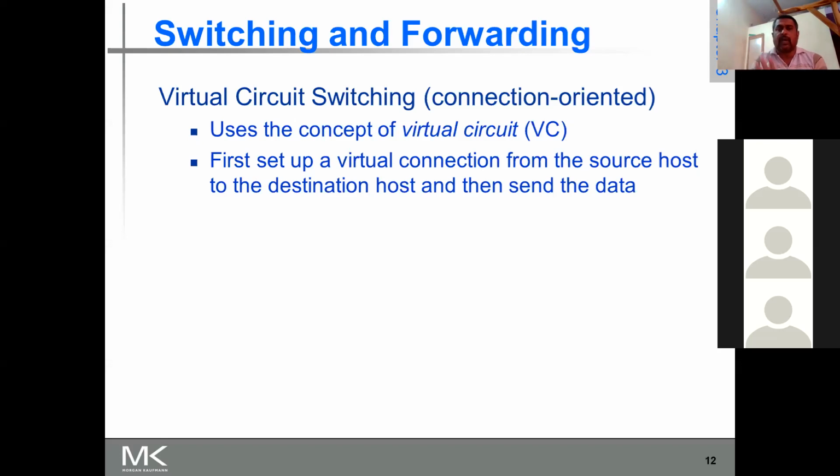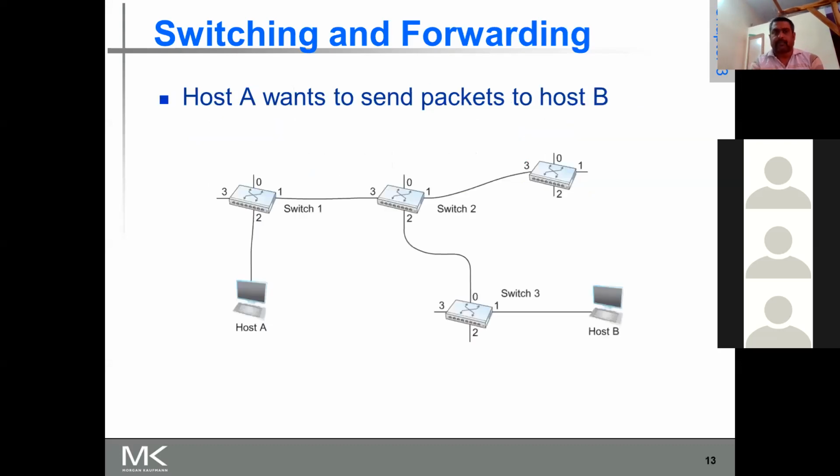First, it will establish the path. First, set up a virtual connection from the source host to the destination host and then send the data. Now, host A wants to send packets to host B. Host A is here and host B is here. Now, how does host A send a packet to host B? Observe the first figure.